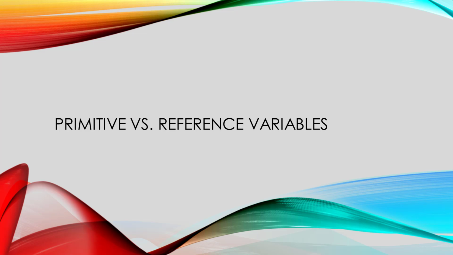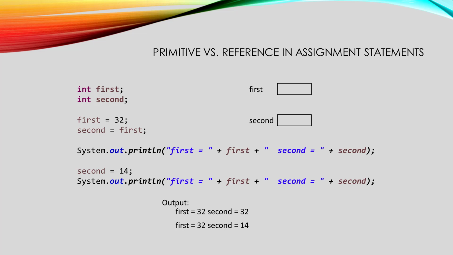Now that we're making objects, we're using both primitive and reference variables. There's some important ways that they behave differently that we really need to understand. Let's start with an example using primitive variables.